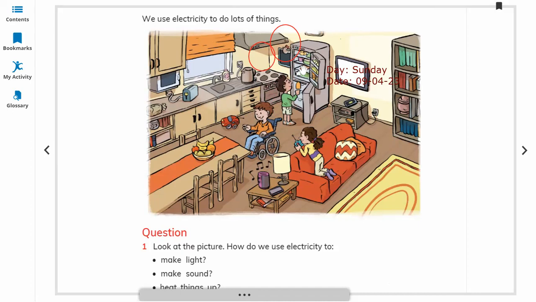It has made our life super easy. But when we are using electricity, we should be very careful, because it can give us an electric shock, and sometimes electric shocks are so powerful that they can kill us.